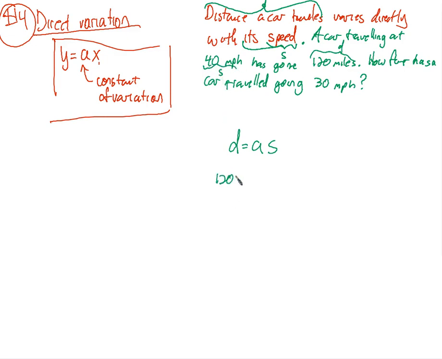So 120 miles can be found by taking this number a and multiplying it by 40. Right, just filling it in. So we divide by 40 on both sides, and we find that a is 3. Okay? And we don't have to read into it, but we could read into it a little bit, and it's apparently this is 3 hours worth of travel has taken this car 120 miles at 40 miles an hour. So how far has a car gone that's going 30 miles an hour? Well, since a is the constant of variation, we can assume that it has been traveling for three hours at 30 miles an hour. And that should give us how far it's gone, right? So 90 miles, okay?